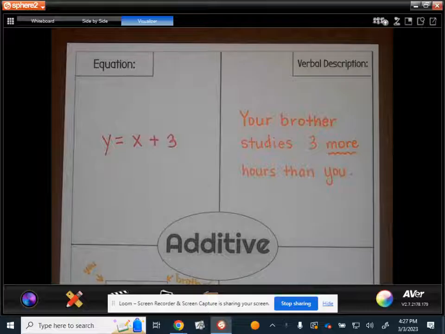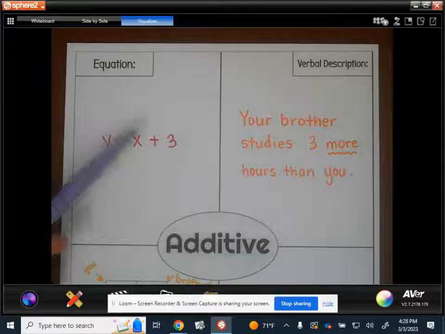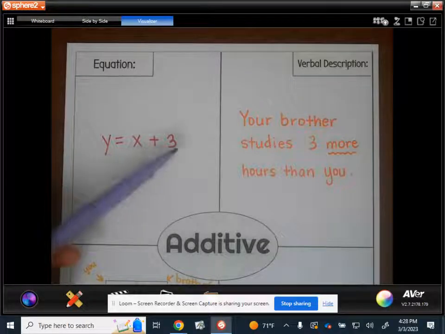When we write these equations, they're always in the form of y equals. It always starts with y equals, and then it's always got an x, an operation, and a number. That's the format of the equation. Because this is adding 3, it's 3 more. In this, y would be your brother and x would be you. However much you studied plus 3 is going to give you what your brother studied.